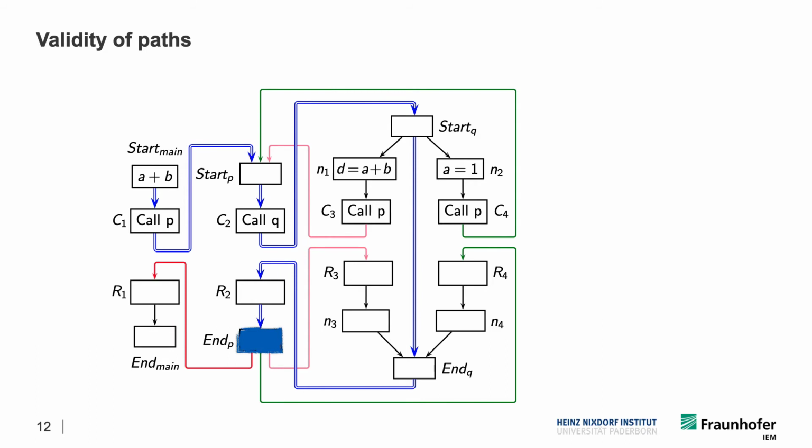So first of all, what you see here now in blue, that is actually a valid path, okay? Because this is a path that starts at the beginning of the main method, so that's already good. It's calling P. We start executing P. We are calling Q. We start executing Q. And now from the end of Q, we return back into P as we're supposed to. And now here we stop.